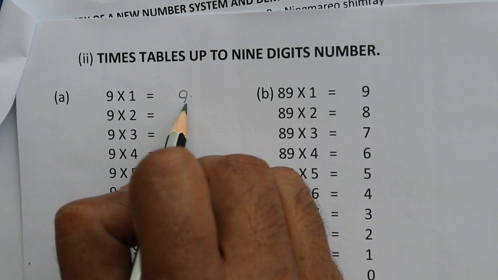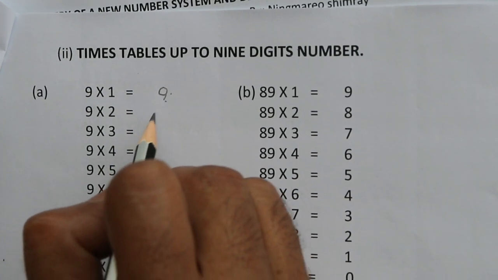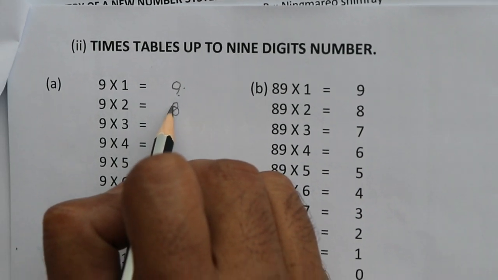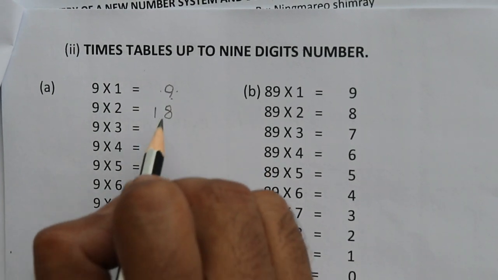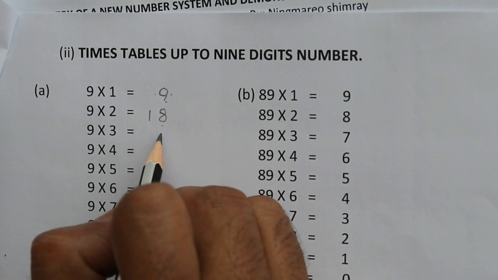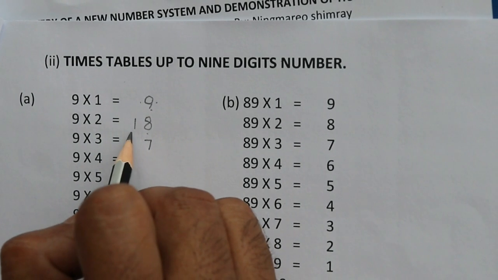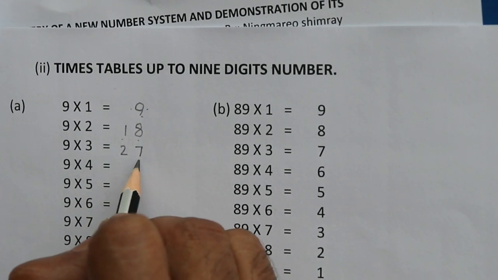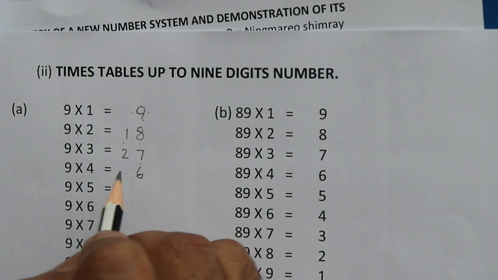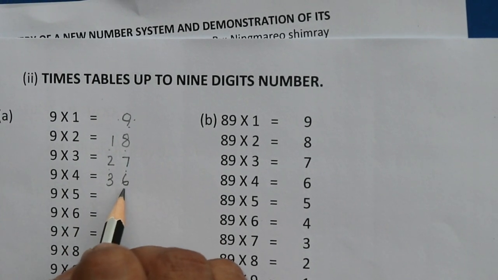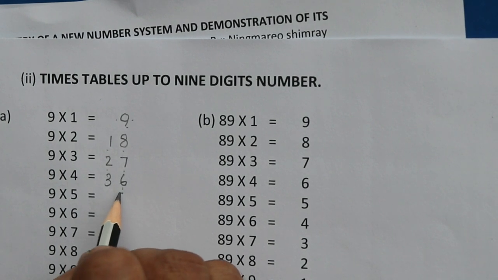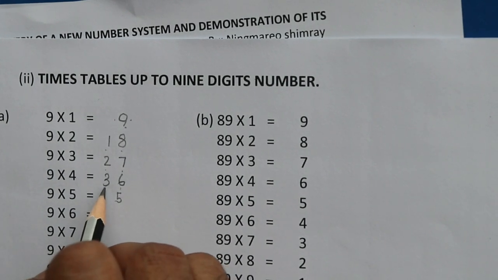Plus 9 minus 1. 9 minus 1, 8. Carry over 1. 0 plus 1, 1. 8 minus 1, 7. 1 plus 1, 2. 7 minus 1, 6. 2 plus 1, 3. 6 minus 1, 5. 3 plus 1, 4.